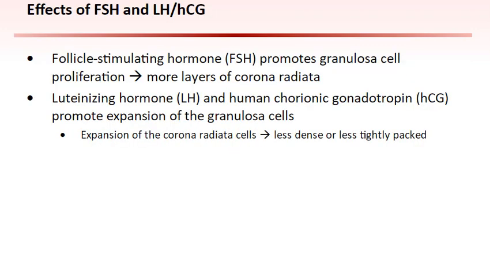The role of follicle-stimulating hormone, FSH, in folliculogenesis is to promote granulosa cell proliferation. Therefore, a good response to FSH would result in more corona radiata cell proliferation, leading to more layers of corona radiata. On the other hand, luteinizing hormone, LH, promotes expansion of the granulosa cells so that the anticipated response to LH or to human chorionic gonadotropin, HCG, which mimics LH, will be expansion of the corona radiata cells, making them less dense or less tightly packed.